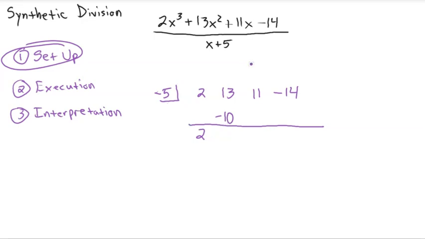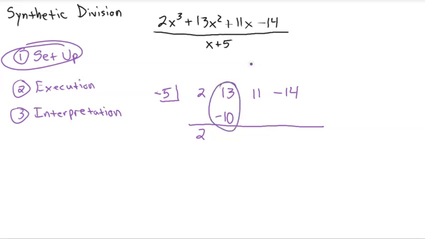Now what we're going to do is add these two numbers together. And that's basically how this goes. We multiply and then we add. We multiply and then we add. We multiply and then we add. That's the whole procedure for synthetic division.